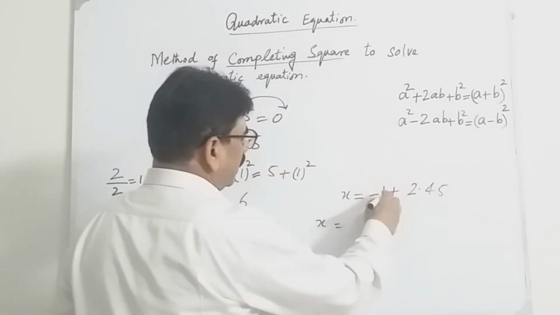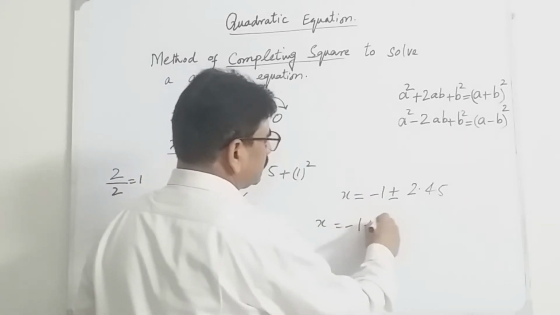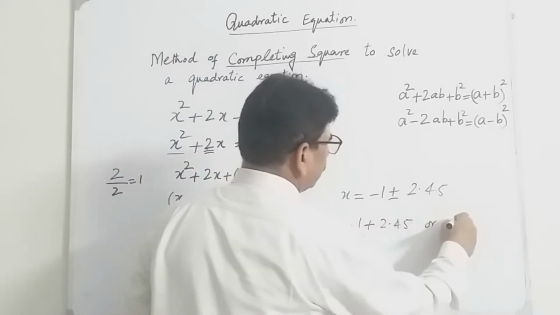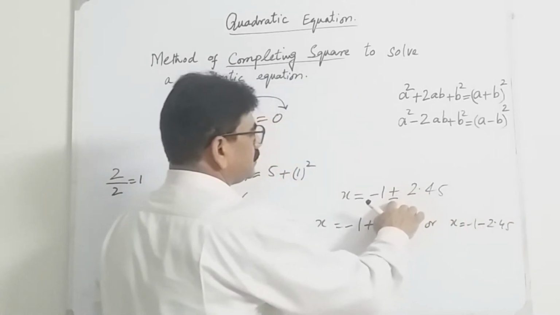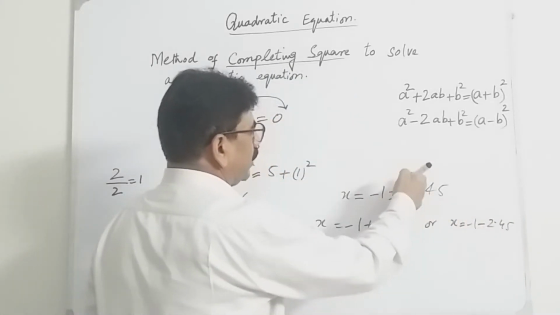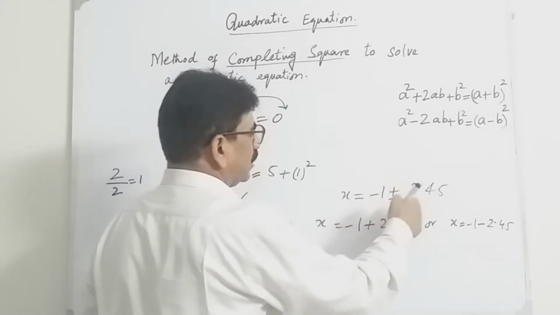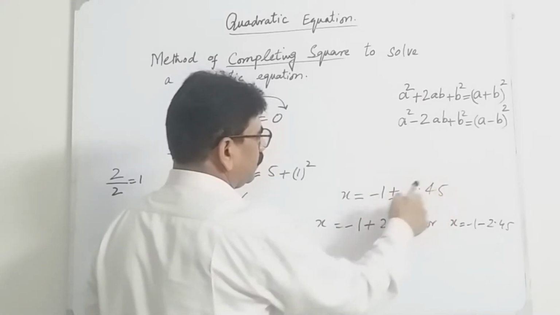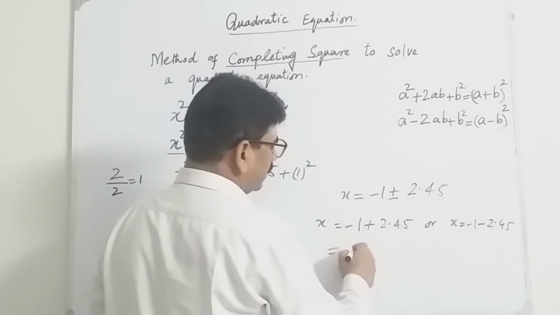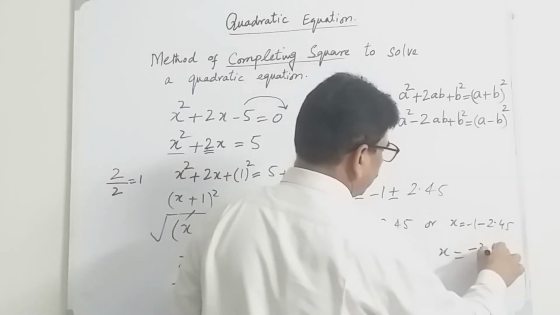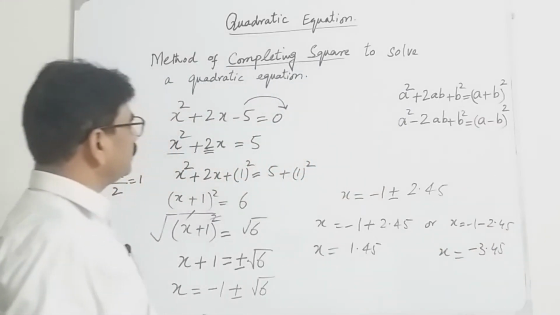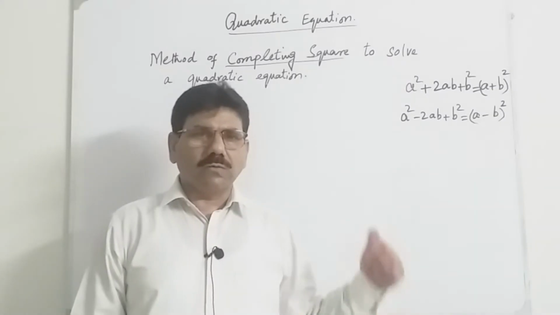Now we will write this as x equal to negative 1 plus 2.45, or x equal to negative 1 minus 2.45, because plus minus 2.45 means we will have to add 2.45 to negative 1, or we need to subtract this 2.45 from negative 1. Now this will become 1.45, and this will be equal to negative 3.45. These two values will be the solution of the given equation. Let us solve another question.